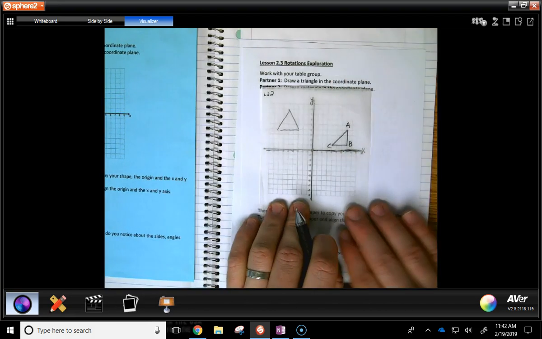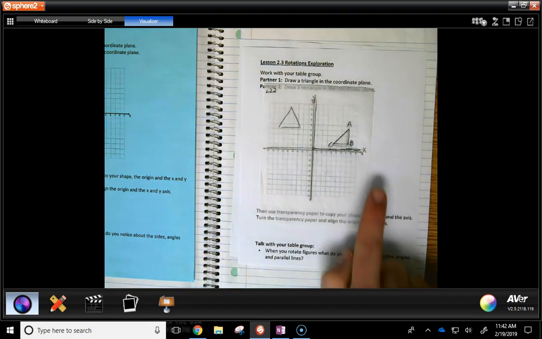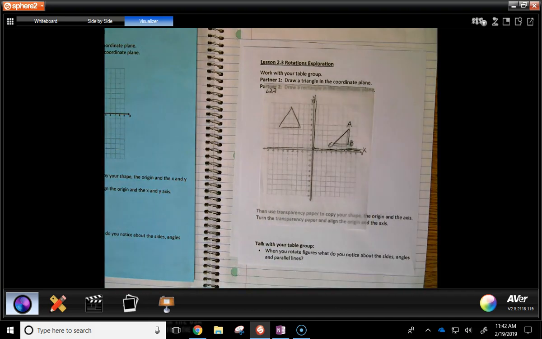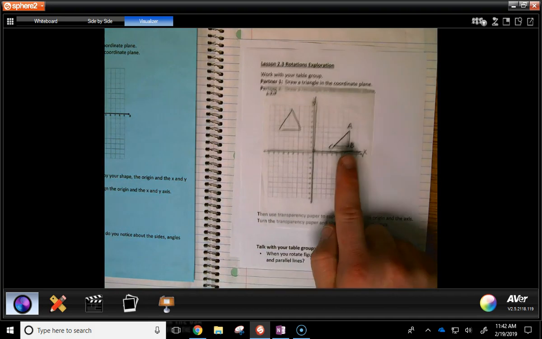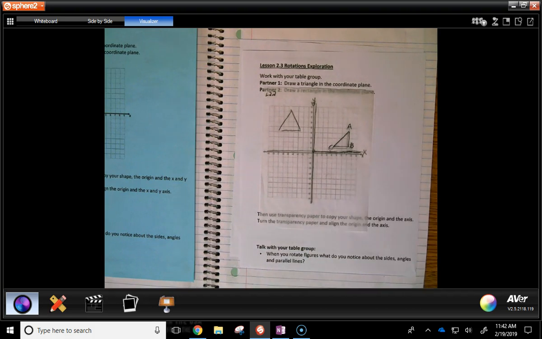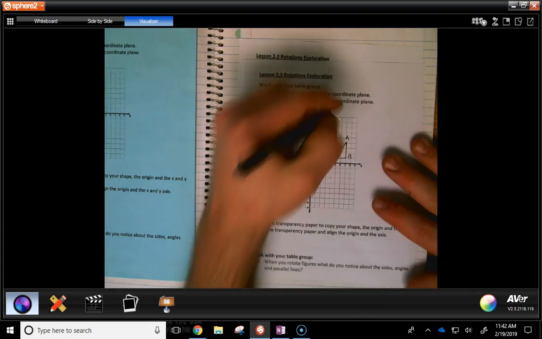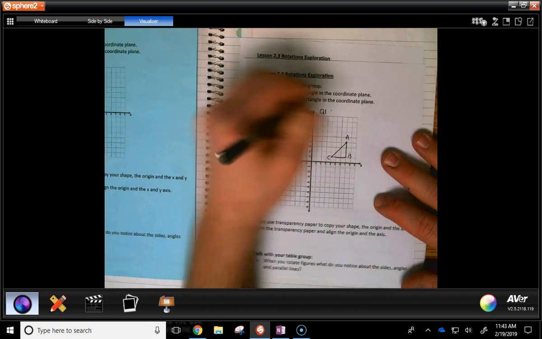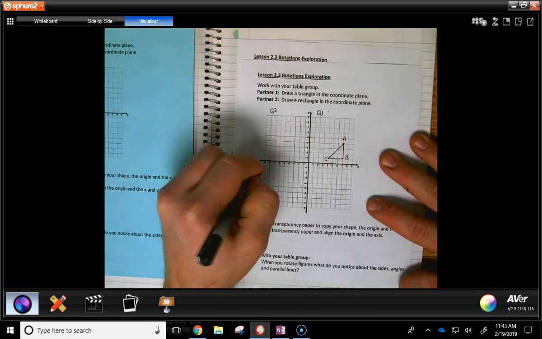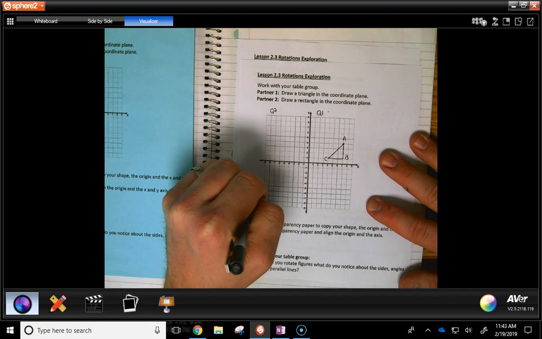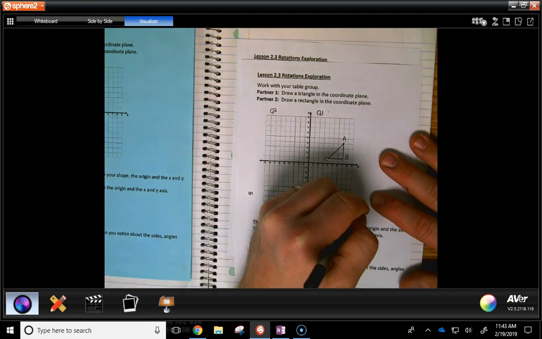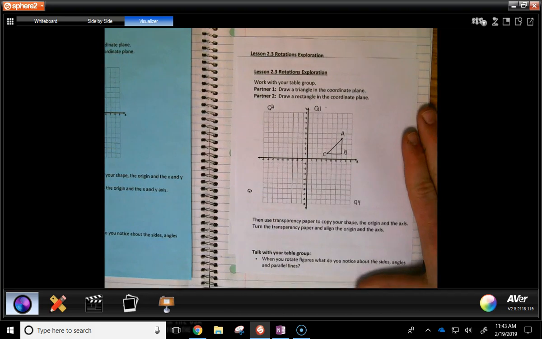Here's what I want to see from you guys. I used my same transparency paper. I copied my shape, and then it's telling me to rotate it. I'm going to pause my video. I'm going to give you guys about 2 minutes of exploration time. Here's what I want you to do in that time. We know that this is quadrant 1, 2, 3, and quadrant 4. Those are our 4 quadrants.